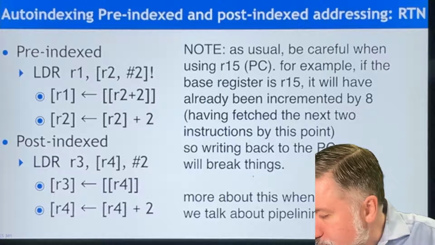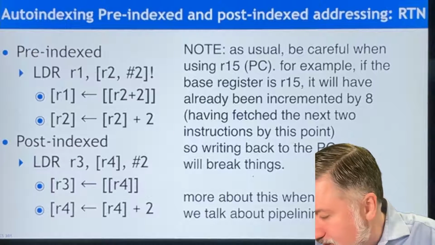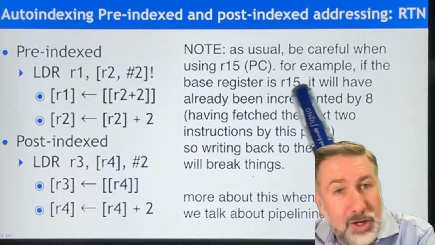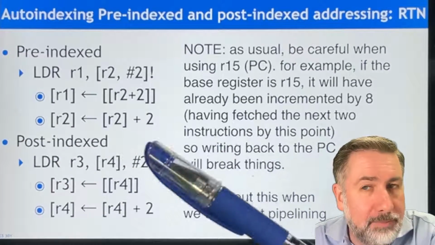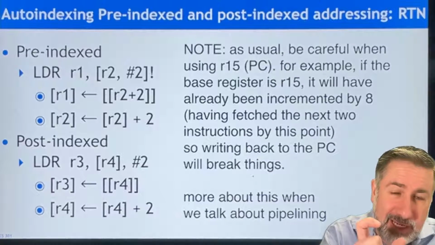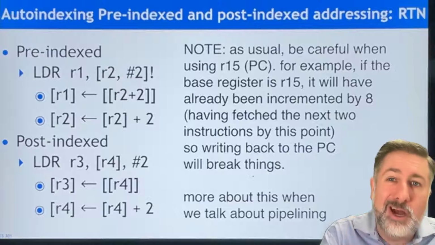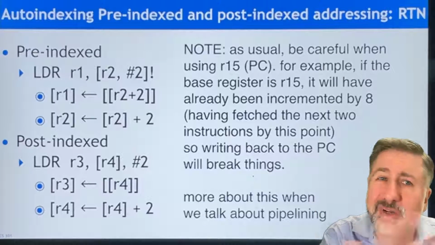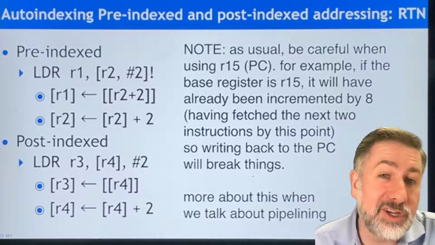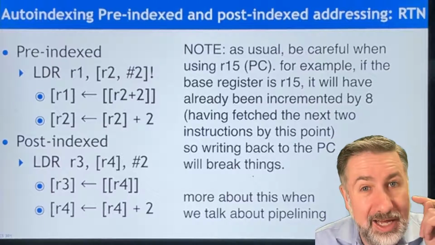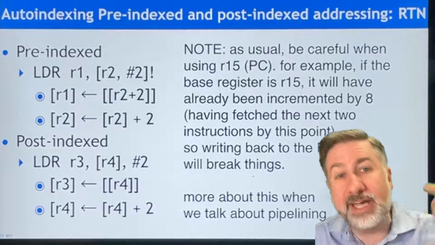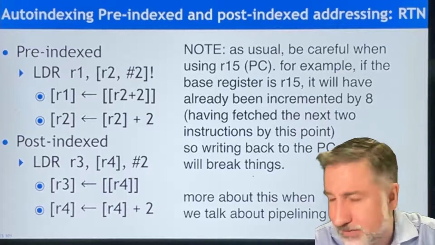Auto-indexing, pre-indexed, and post-indexed addressing. Here are some examples, right? So again, be careful when you're using R15, the program counter, right? If the base register is R15, it may already have been incremented. So don't worry too much about this. But basically the idea is it gets very complicated very quickly when the pointer that you're accessing is actually the program counter, and you're looking at information back and forth between that.